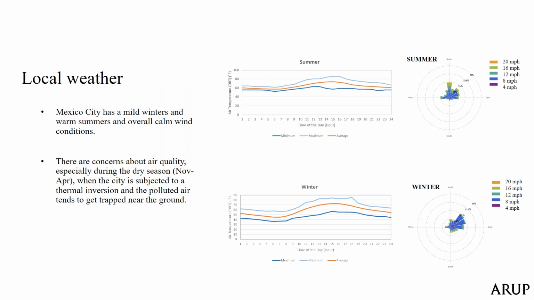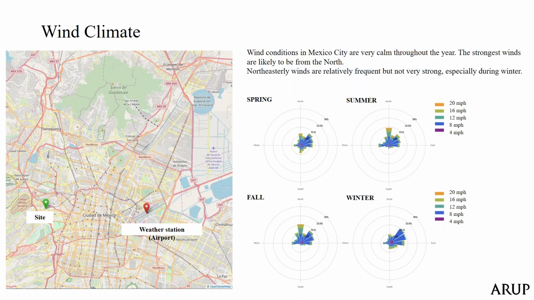I don't know if you're very familiar with Mexico City. I wasn't before going there. Mexico City has a mild winter and very hot summers, so there is potential for overheating. It's not very windy as a place, or it doesn't look very windy from the weather data. During the winter, there is a thermal inversion, so the air gets trapped near the ground, and it's very difficult for pollution especially to rise up and be released. So the concern for air pollution is mostly during the winter season, when that happens. This is just to show wind roses throughout the year.